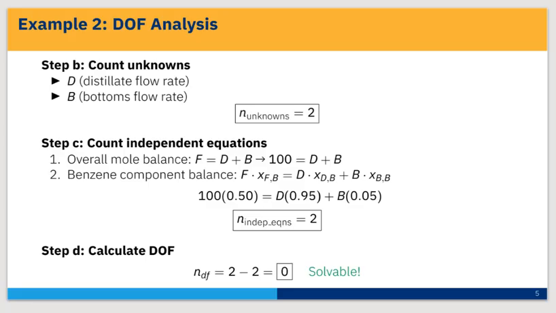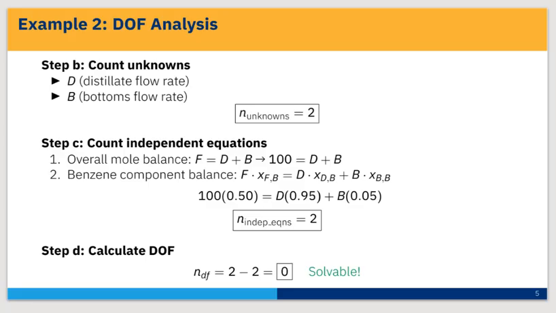And equation number 2 is the benzene component balance. The moles of benzene entering in the feed must equal the moles of benzene leaving in the distillate and bottom streams. So the equation is 100 times 0.5, which is 50, equals D times 0.95 plus B times 0.05. Therefore, the number of independent equations is also 2.